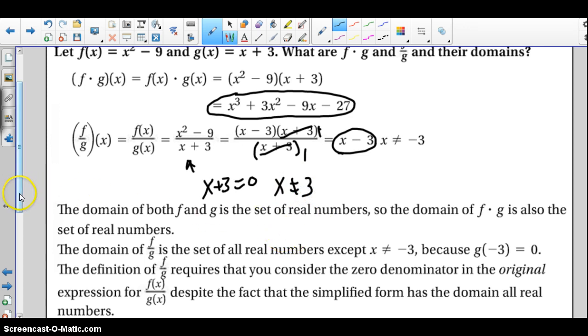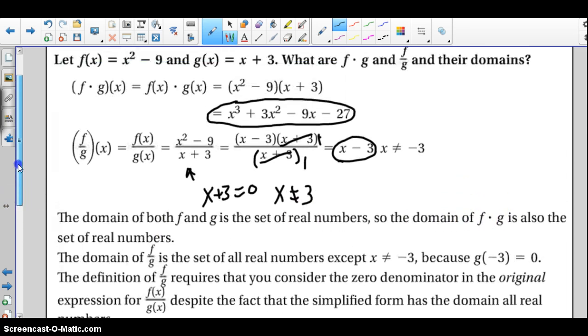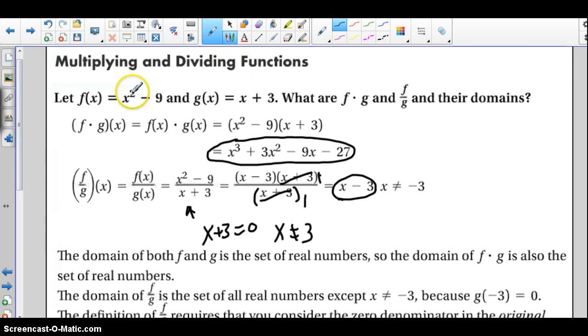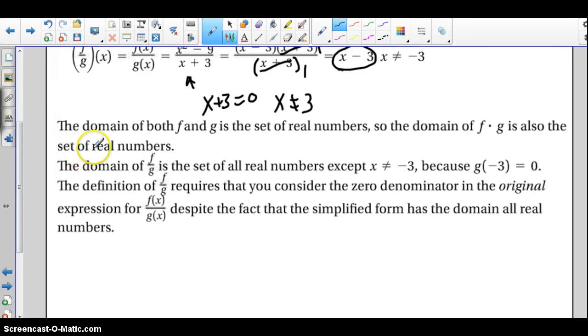So now let's take a look at the domains for both of these situations. The domain for both f and g is a set of real numbers. So the domain of f times g is also the set of real numbers. As you can see right here, all reals for this one, all reals for this one. So the multiplication is going to be all reals. However, when you look at the division of these two functions, it's a set of all real numbers except what we found, x cannot equal negative 3.